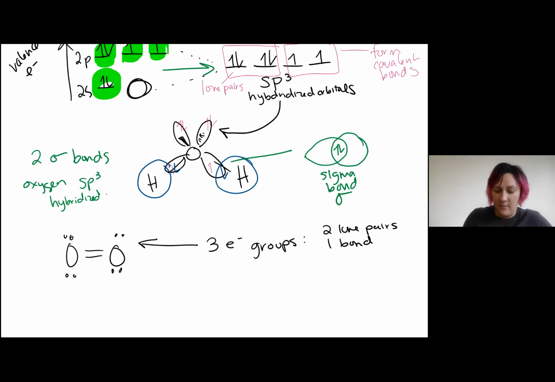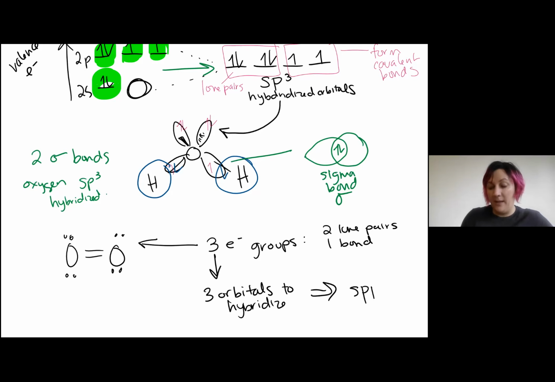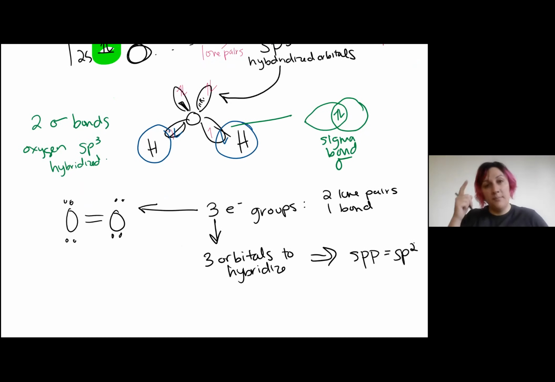So that means that with that 3, I need 3 orbitals to hybridize. I'll take my s first, and then 2 of my p's, so it'll be sp, sorry, sp2 hybridized. And that's going to leave 1 p orbital.